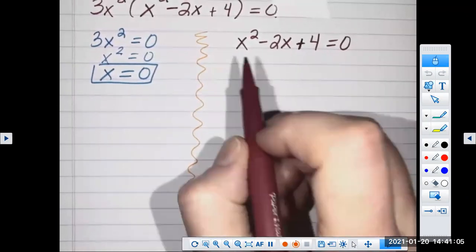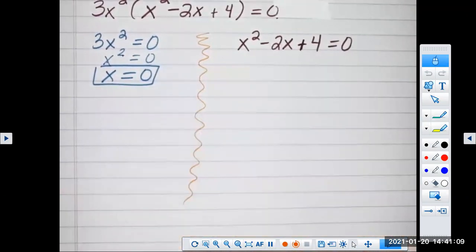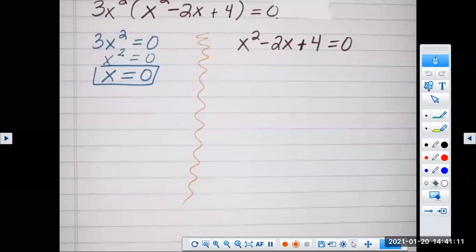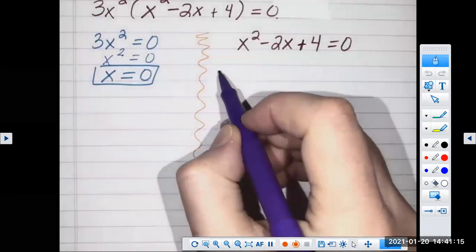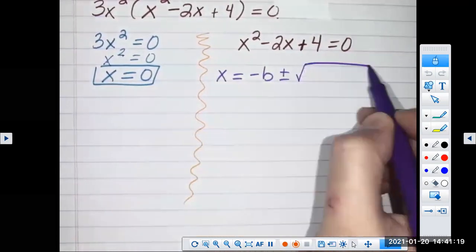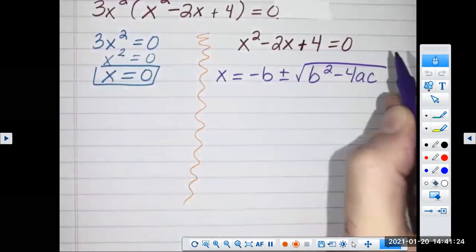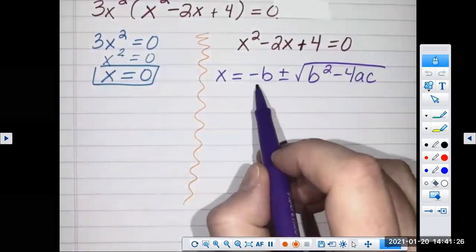But hang with me. All right, how do we solve a quadratic that won't factor? Use this lovely, awesome formula. So if it won't factor and you're asked to solve, you have to use the quadratic formula.